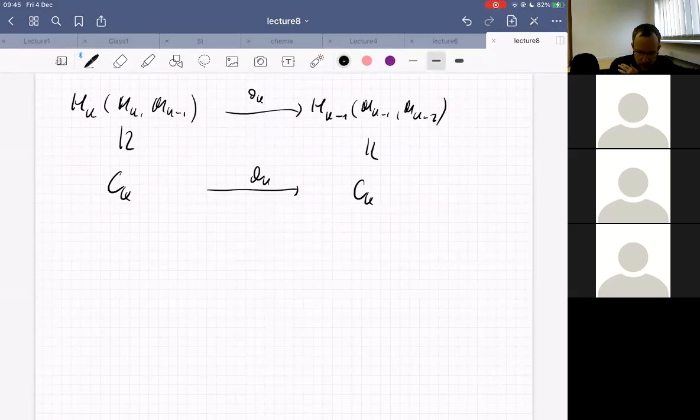sorry, one problem. You don't show this k minus 1. So in particular, d_{k+1} is 0.